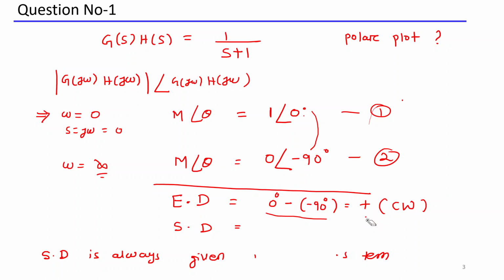Sir, then difference means why can't we take minus 90 minus 0? No, it is always a starting angle minus ending angle. I mean, you can say it like that: the angle at omega equal to 0 minus the angle at omega equal to infinity.